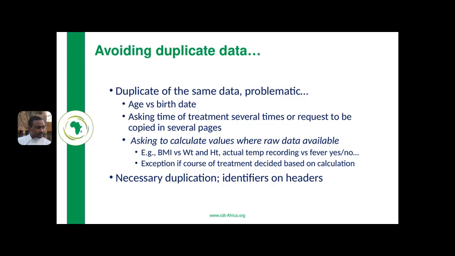An exception regarding the calculations is when the sites need to decide the treatment based on these calculations, then the calculations have to be done on site. There may also be necessary duplications, such as identifiers in headers on each page of the CRF.